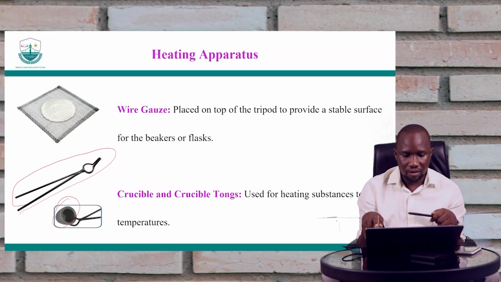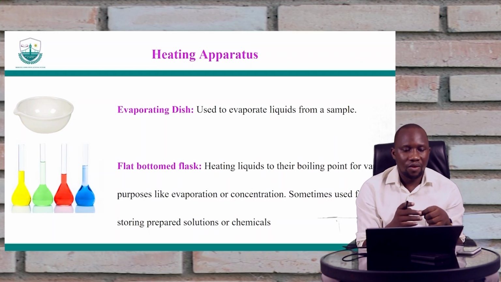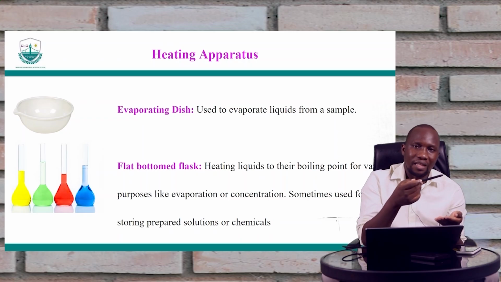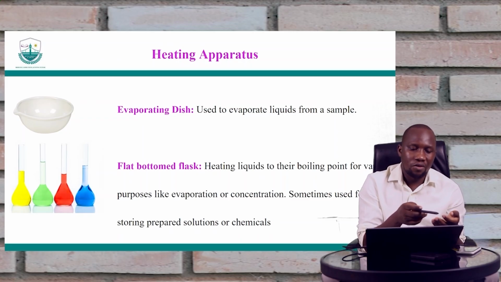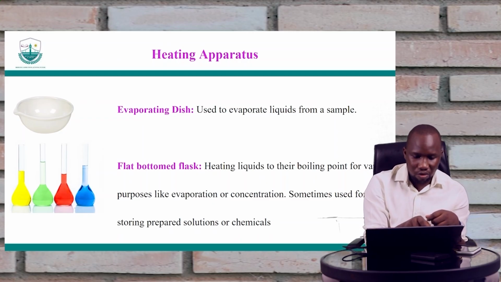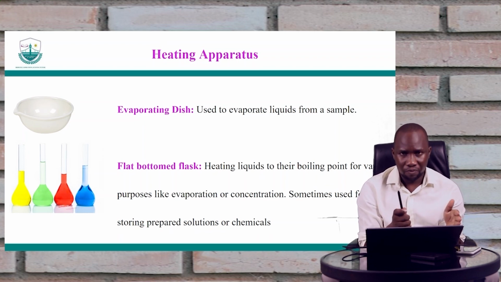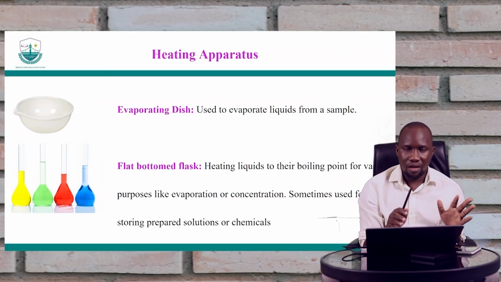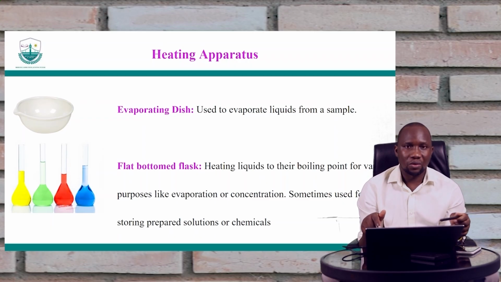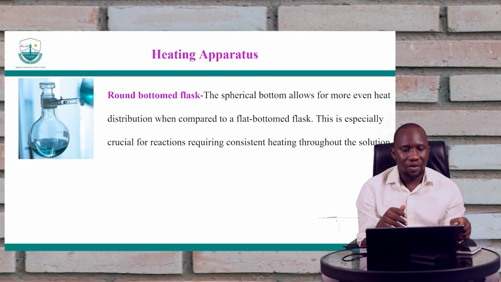catch the crucible. So this is the evaporating dish. You want to heat a substance and then it evaporates. Okay, you can use that evaporating dish. Flat bottom flask. Okay, still for heating, for holding liquids, for different purposes. Okay, but you can also use it for holding liquids that you can use for different procedures. And then the round bottom flask.